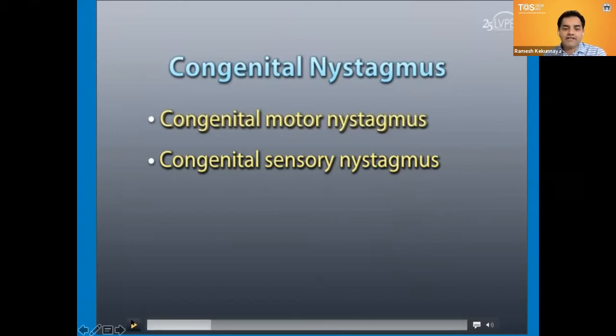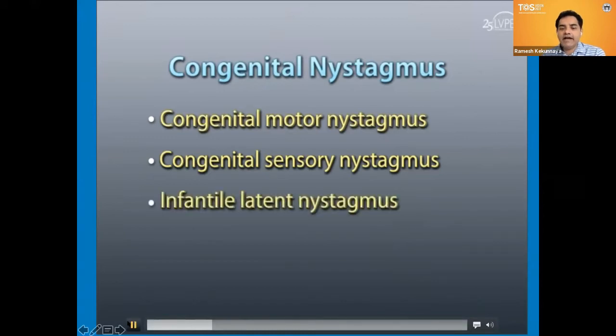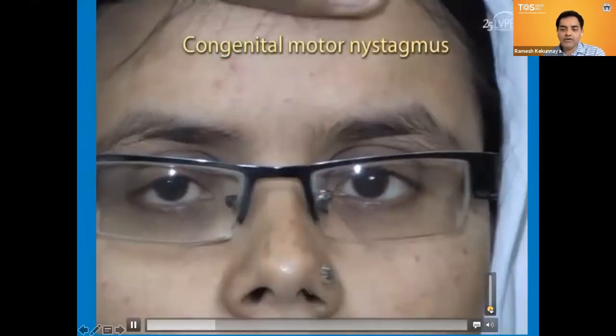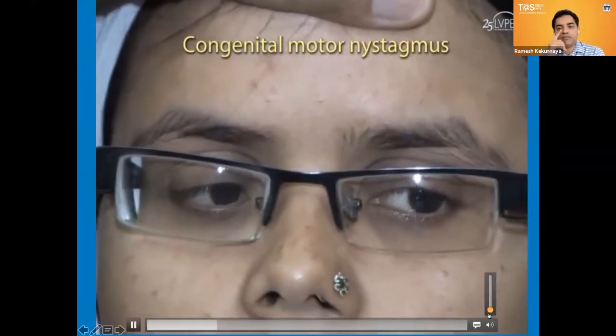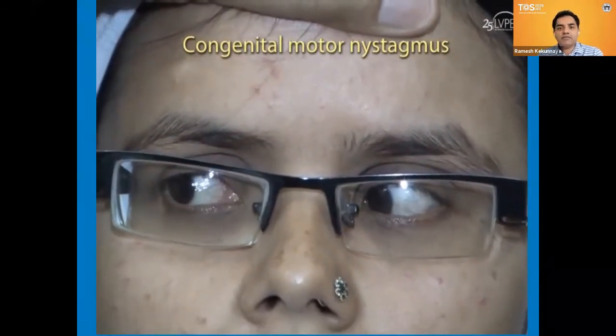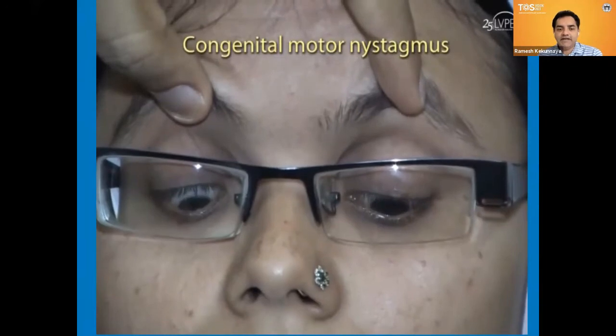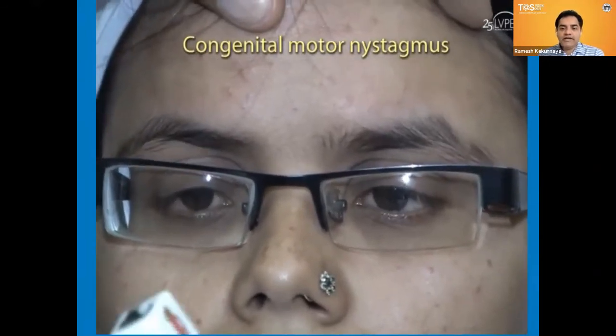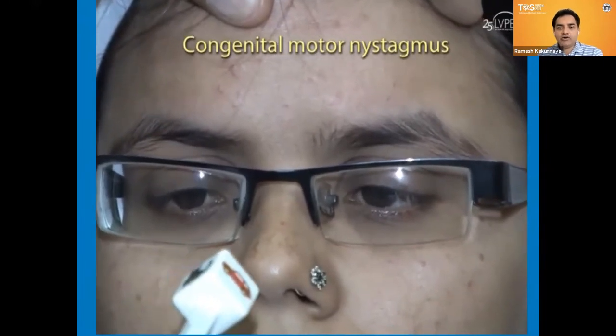So basically, congenital nystagmus is classified into motor as well as sensory. But in recent times, we don't classify it as sensory or motor. But you should know some of the characteristics of motor nystagmus as well as sensory. Nowadays, they are under infantile nystagmus syndrome. Latent is called fusional maldevelopment nystagmus.